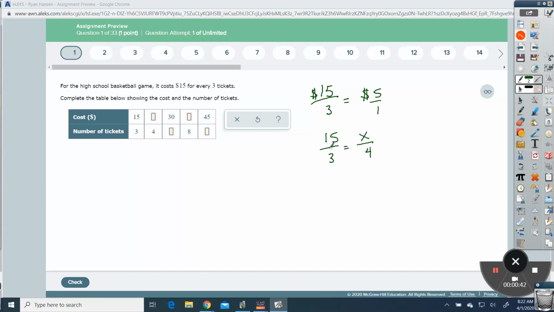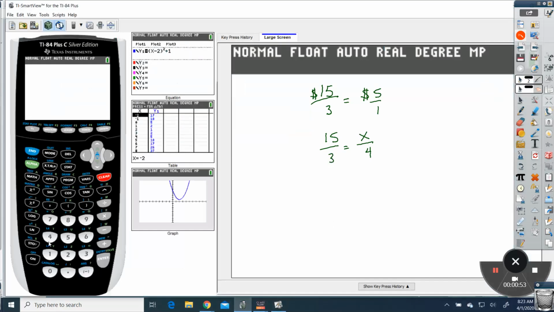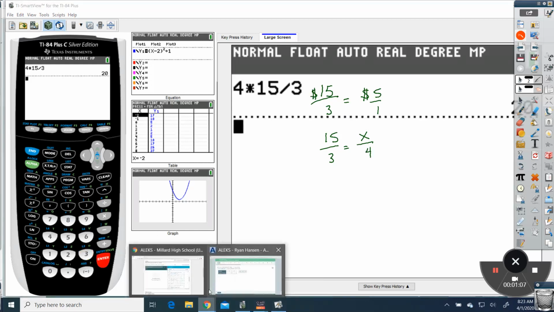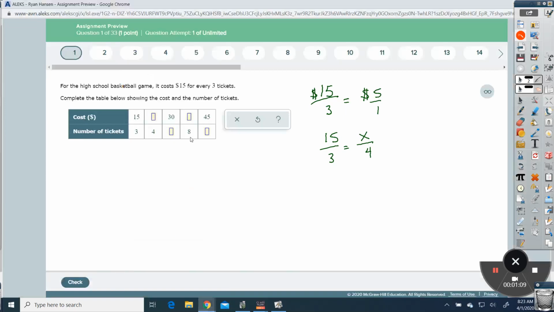Okay, so 15 is to 3 as how many dollars is to 4. And so I'd go 4 times 15 and divide it by 3. So 4 times 15 divided by 3. And I get 20 if I look on that screen. So right here would be $20.